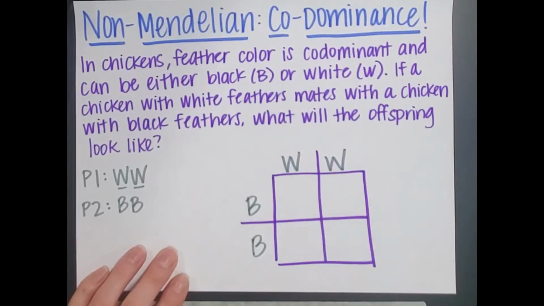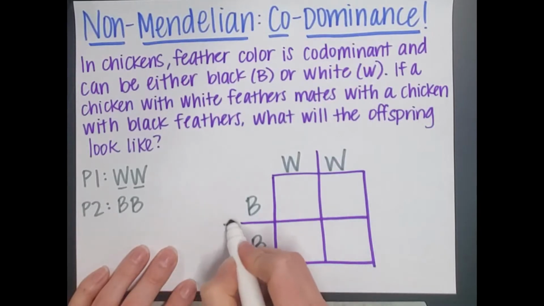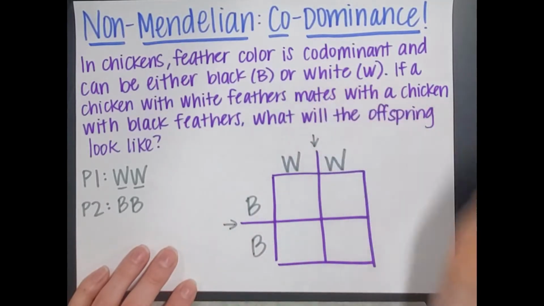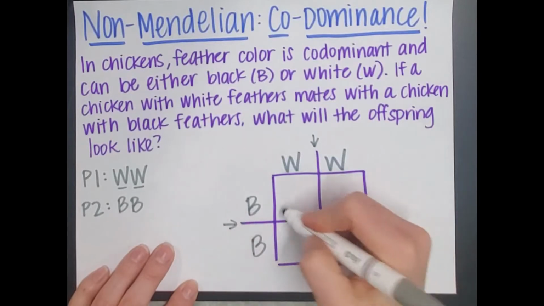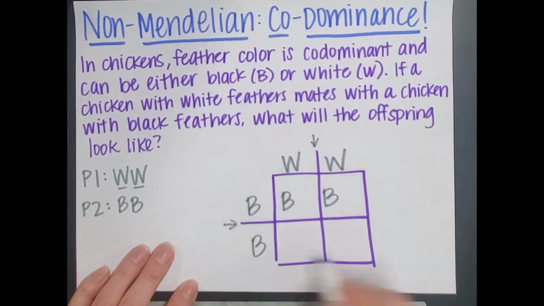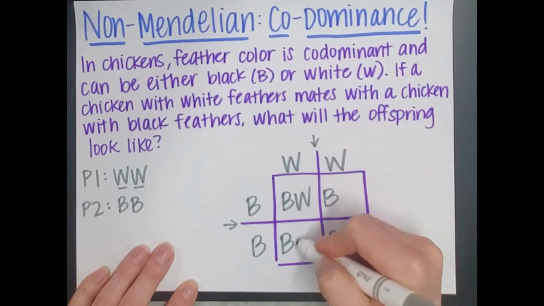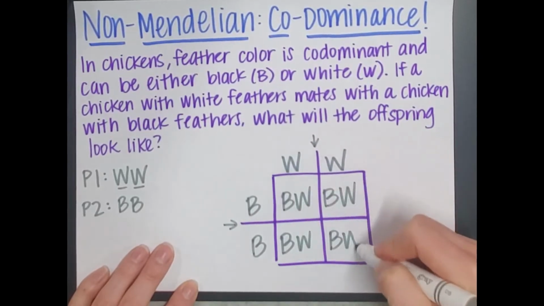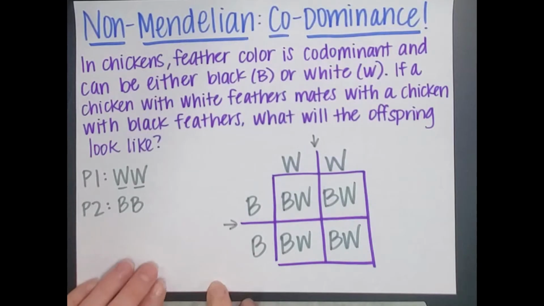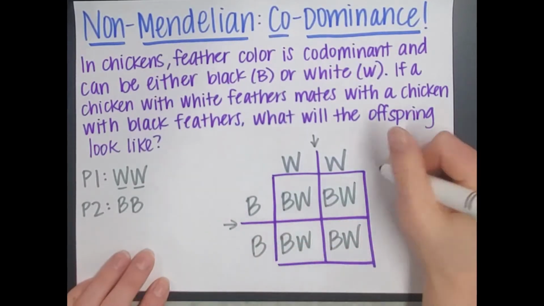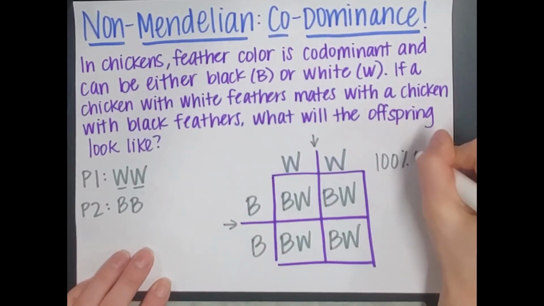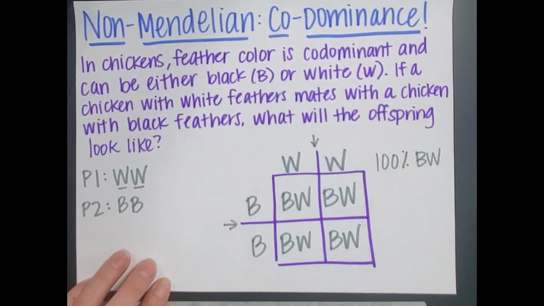You're going to cross this like you would a normal Punnett Square. Those on the side go across, those on the top go down. So the big B comes across, the big B comes across, big W's come down. So now all four of our potential offspring are going to be capital B, capital W, or big B, big W.